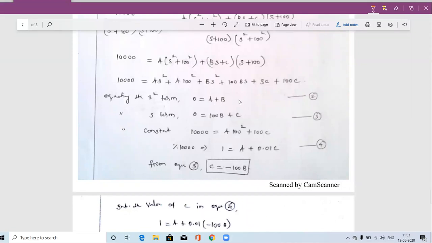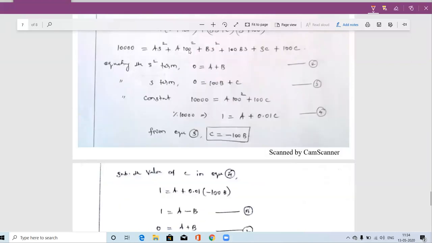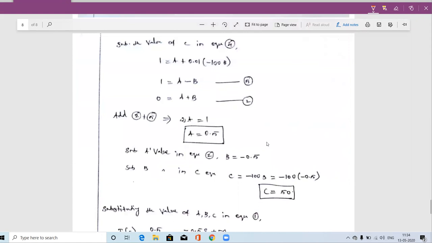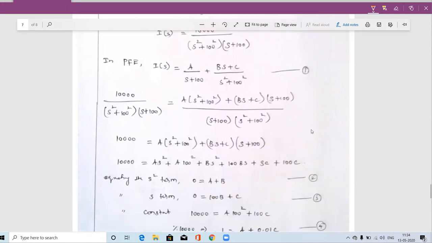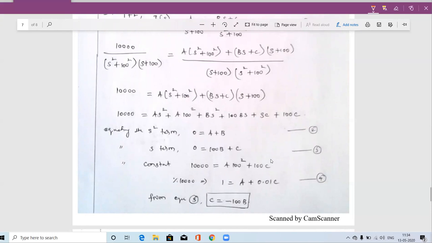Equating the s squared coefficient, we will get the equation A plus B equal to 0. Similarly, the s coefficient from these two. You see, these two terms are s terms and these two terms are constant terms. Two constant terms, two s squared terms, two s terms. If you equate the s value, we will get this equation. Similarly, if you equate the constant, we will get this equation. By solving these three equations, we will get the values of A, B, and C. Here I have solved it. Otherwise, you can use the formula we learned earlier and directly write the ABC values. Those steps are not needed. If you solve by the substitution method, the same answer will come. Even if you solve with that formula, we will get the same answer. You may use any method.